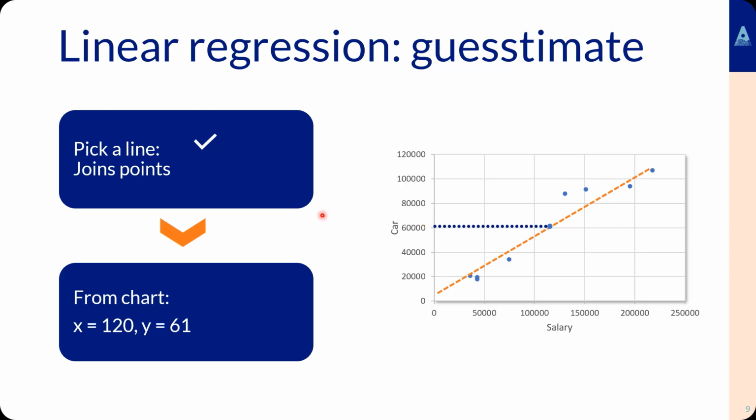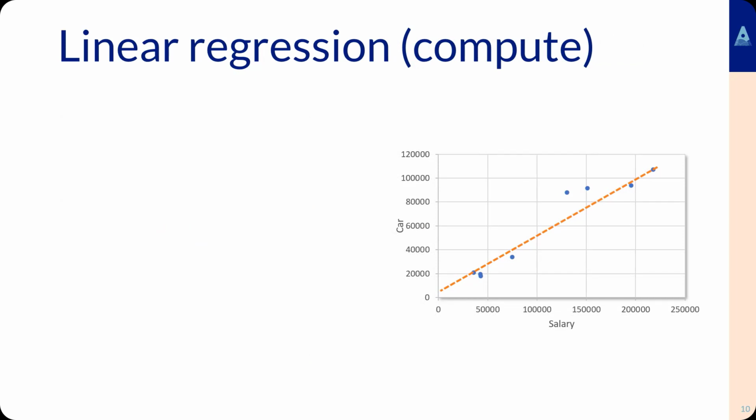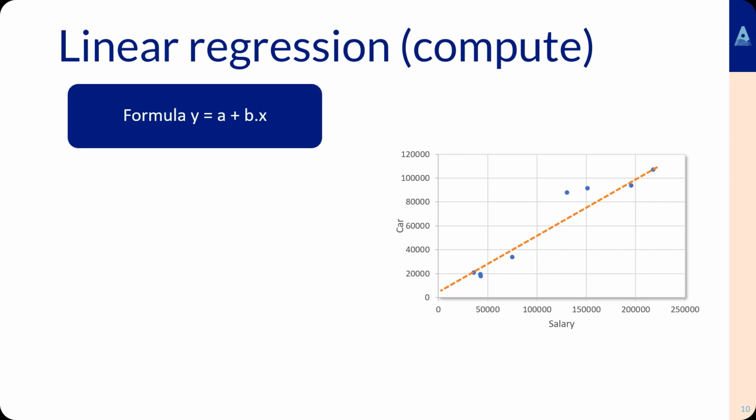So let's now do a computation for that. In the last task, we just eyeballed the chart. Now we can do a computation. This is a straight line, and the formula for a straight line is y equals a plus bx. So x is the initial variable, salary, and y is the response variable, car value. a is the intercept on the y-axis, so the point at which the orange dashed line meets the y-axis is a, and b is the slope of the line. So it's the standard formula for a straight line.